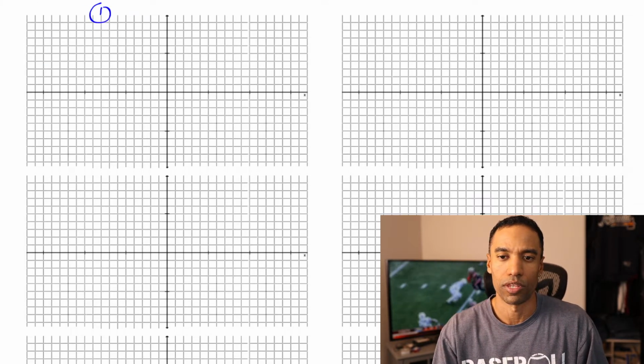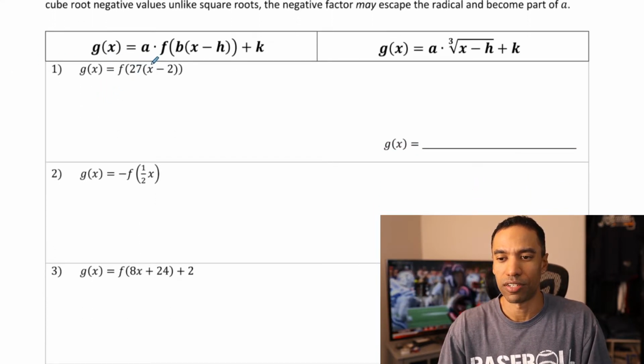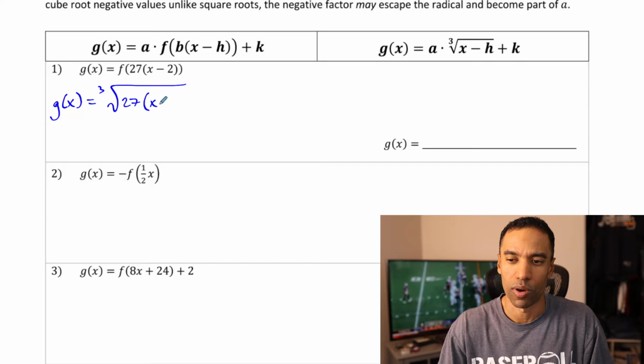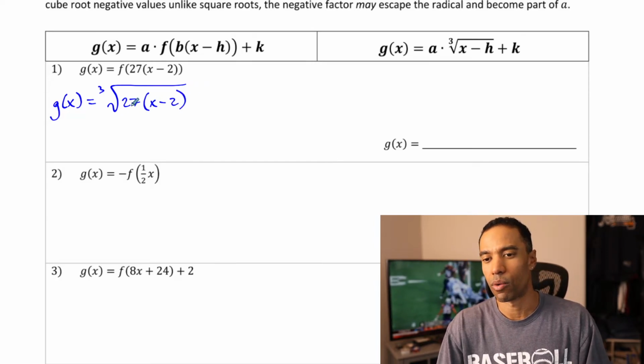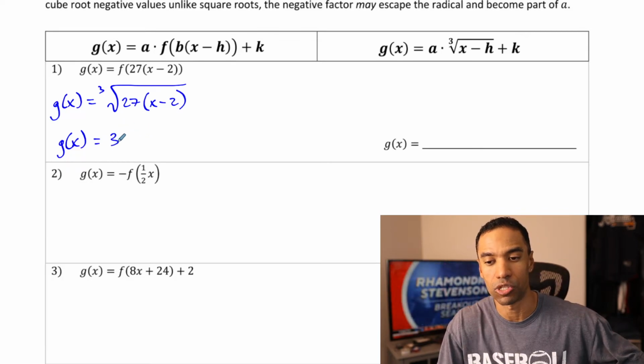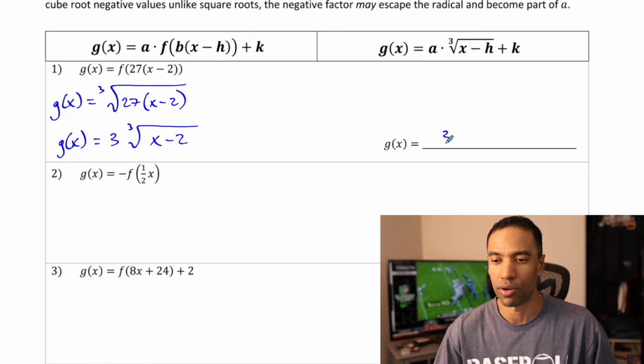But we are going to start with number 1 the same way we did before. g of x equals f of 27 times the quantity x minus 2. Now it's a cube root, so we're going to do the cube root of 27 times the quantity x minus 2. 27 is already factored, and you can therefore take its cube root. It's a perfect cube. It is 3. So 3 times the cube root of x minus 2 is our equation right there.